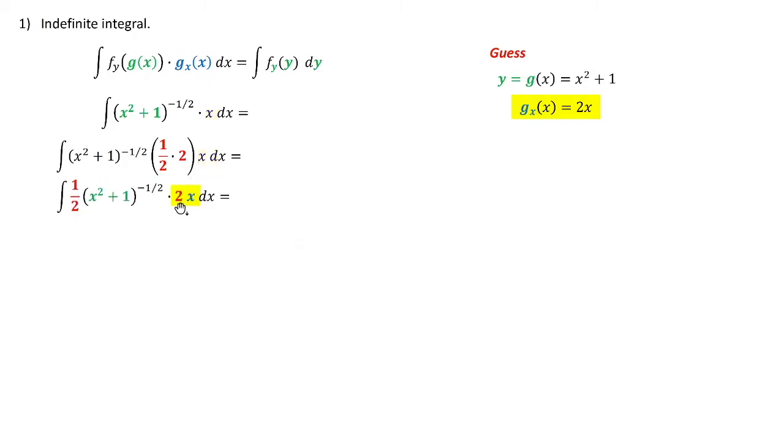Okay, let me do it. I break down the 2, put the 2 over here, so this gives me g'(x). And everything that is not g'(x) is f of g of x. So again, try it if you haven't gotten it.